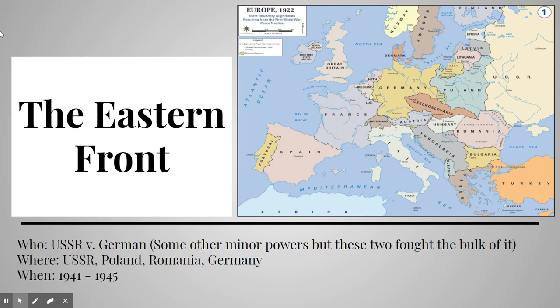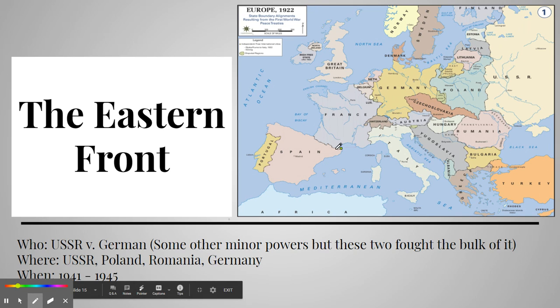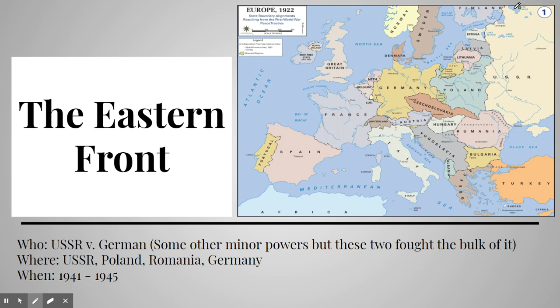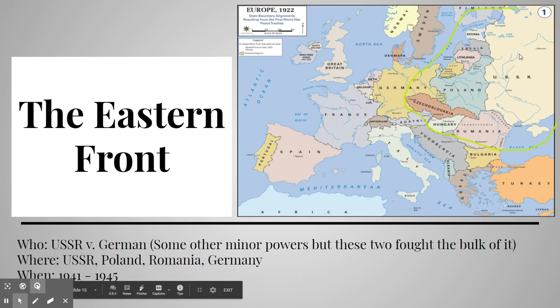So now we're going back all the way to the beginning of the war again, and I'm going to give you the Eastern Front. So the Eastern Front is primarily going to be this absolutely massive area here, stretching all the way from Finland to Germany to Czechoslovakia, Austria, down through Romania. And it's primarily going to be fought between the USSR and Germany. Those are going to be our two big ones.